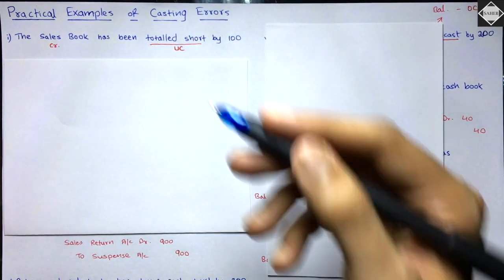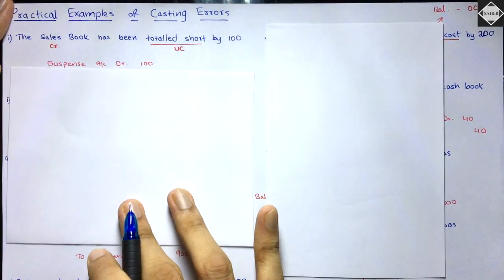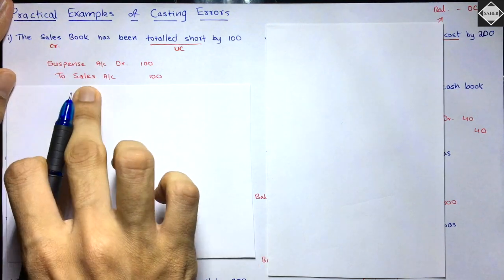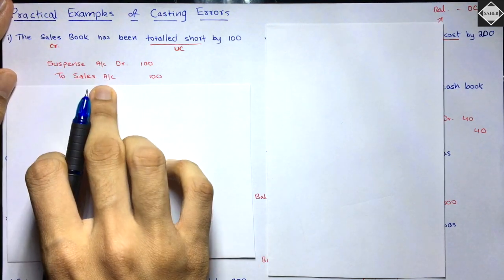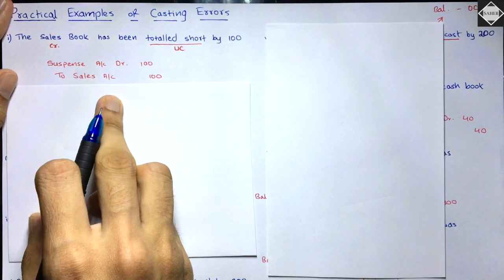So the sales book has been undercasted. What do we have to do? We have to do the opposite. We have to increase the sales account, right? So how will you increase? Sales account has a credit balance. To increase, you have to credit sales and complete the entry with the suspense account. Is that clear? Suspense account debit to sales account.